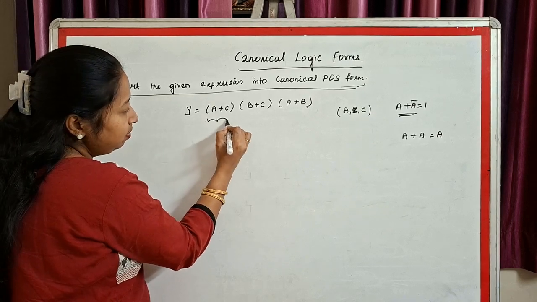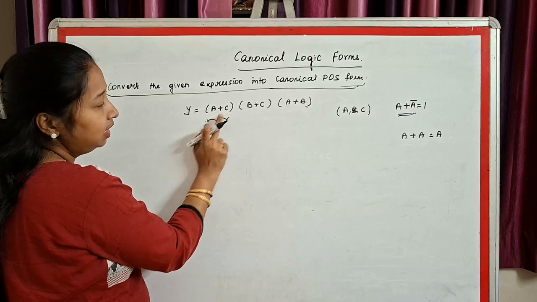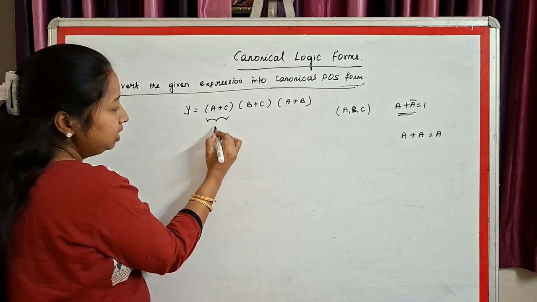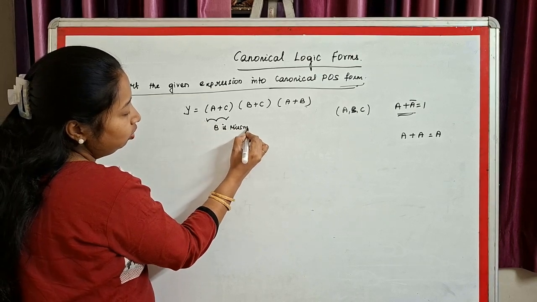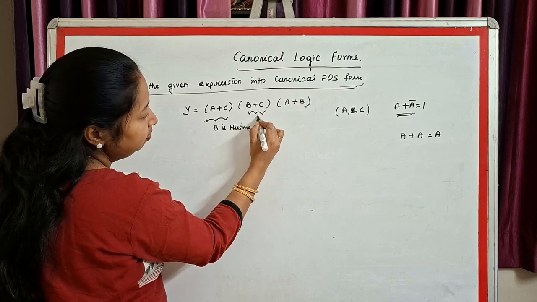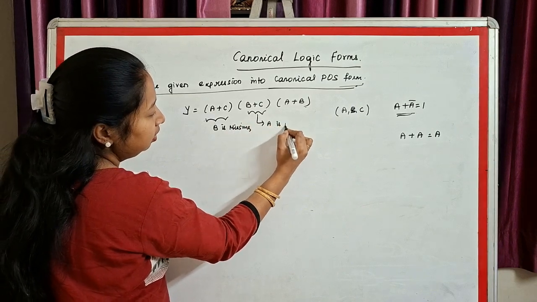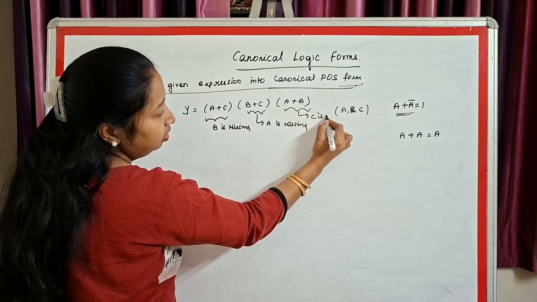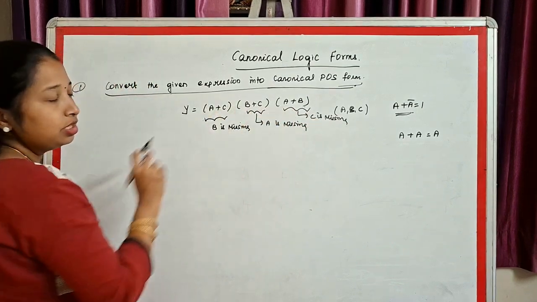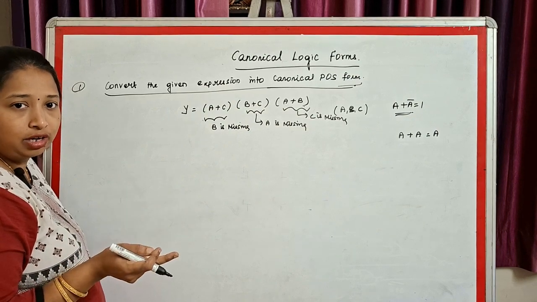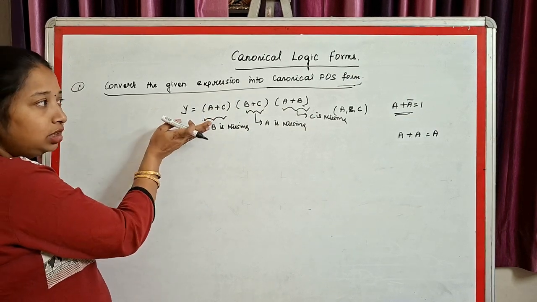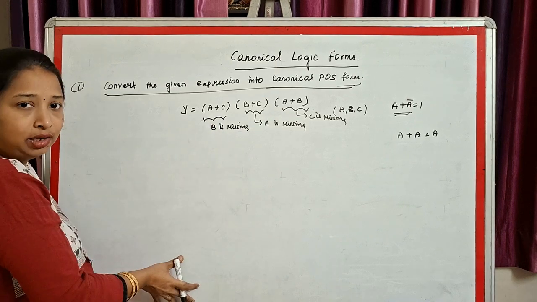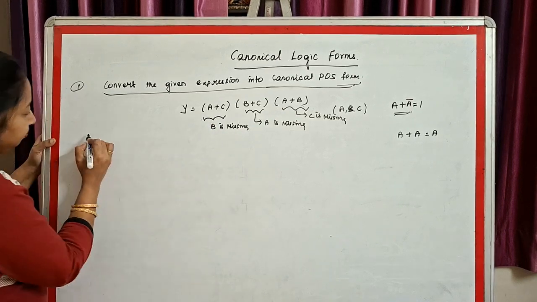Let's take the first max term. A and C is there. Which variable is missing here? B is missing. Now, check on the second max term. Here, which variable is missing? Here, A is missing. And check on the final max term. Here, which variable is missing? C is missing. That is why this equation is called a non-canonical form. Your question is to convert this non-canonical form into a canonical form. Let's see how to do it.